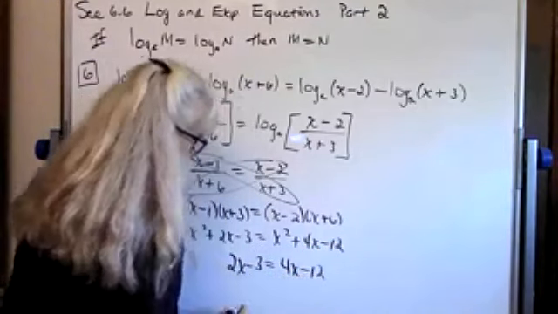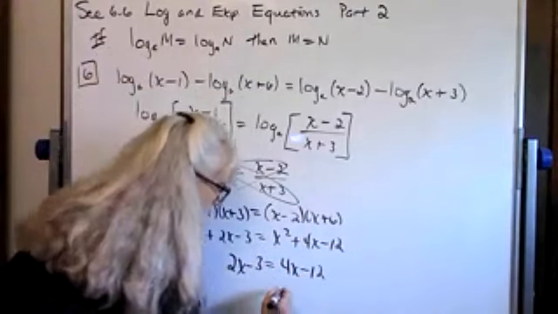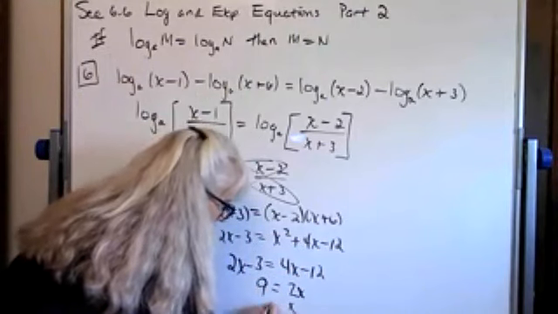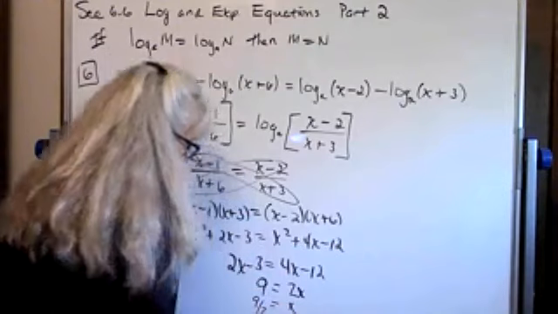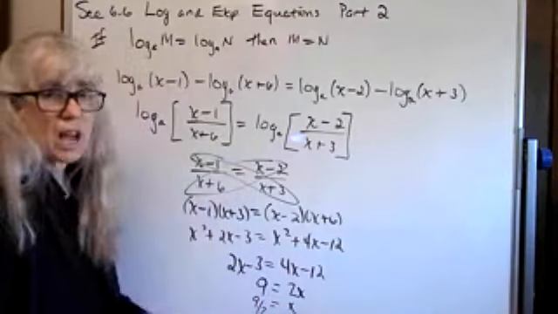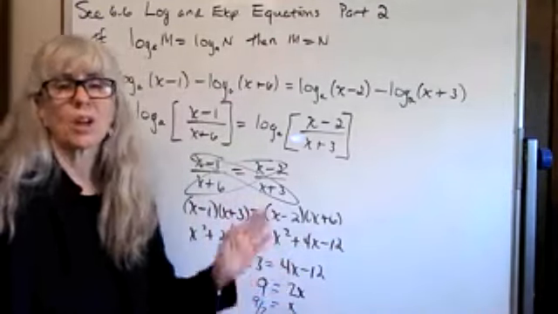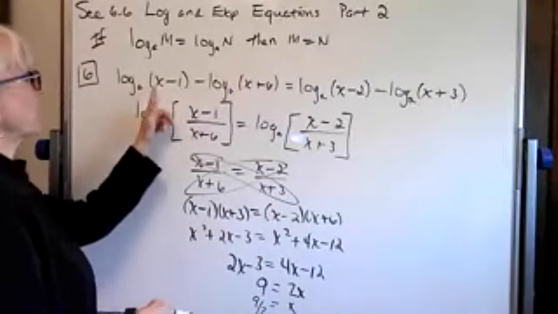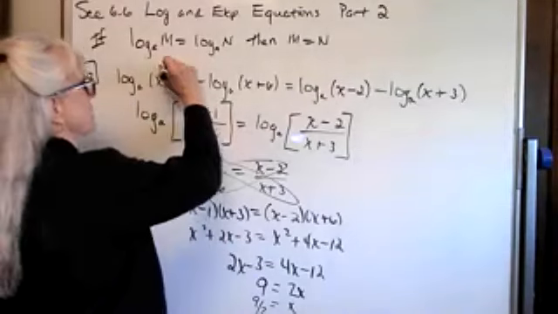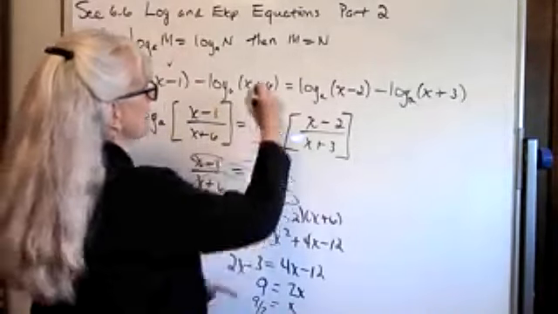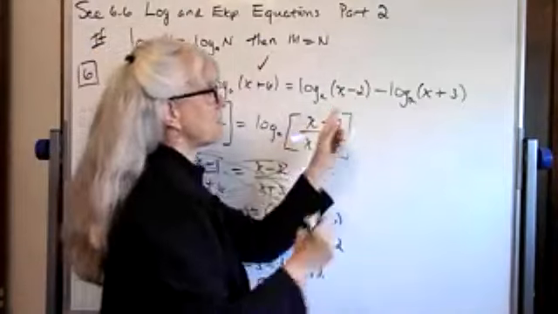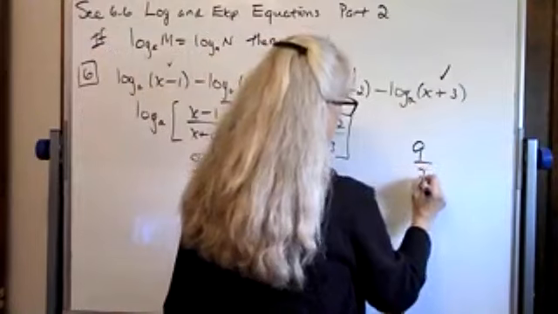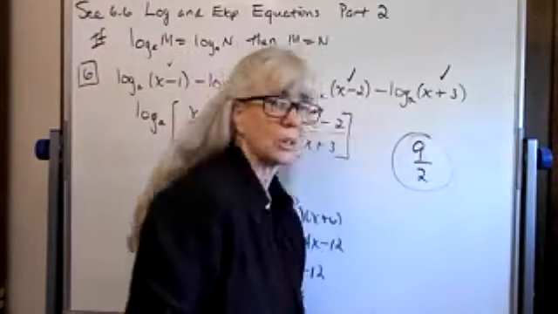I'm kind of low on the board. If I move the 2x to the right side, I get 2x. If I move the 12 back, I'm going to get 9. So x is equal to 9 halves. Wow, that's really low. Okay, but I have to check it. 9 halves is 4.5. That's going to help me check these. So when I plug in 4.5, 4.5 minus 1 is positive. That's all I care about. 4.5 plus 6 is positive. 4.5 minus 2 is positive. And 4.5 plus 3 is positive. So our answer of 9 halves is a good solution.